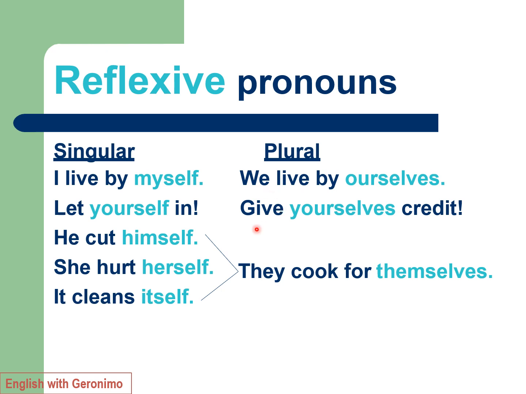Next, second sentence, give yourselves credit. Yourselves here is our reflexive pronoun, which reflects to our subject you. Next, last sentence, they cook for themselves. Themselves here is our reflexive pronoun, which reflects to our subject they.